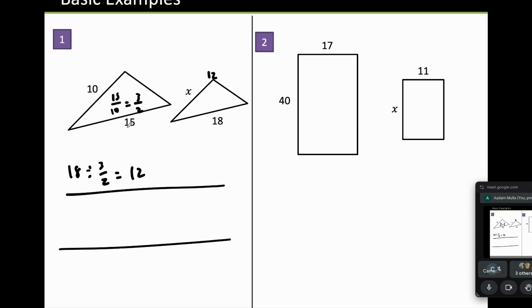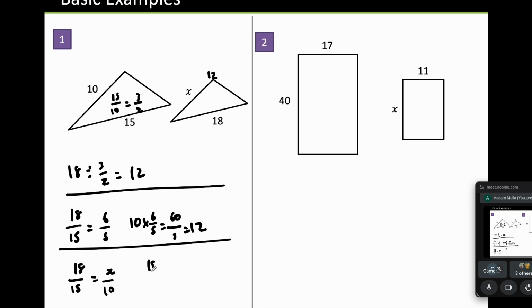Or you could have done 18 over 15, which is 6 over 5, and 10 times 6 over 5, which is 60 over 5, which is 12. Or you could have done 18 over 15 is x over 10. So any of those methods would be fine, whatever you're comfortable with.